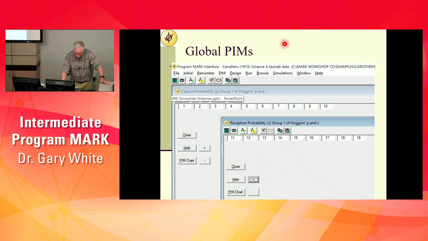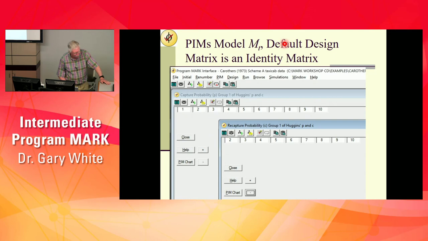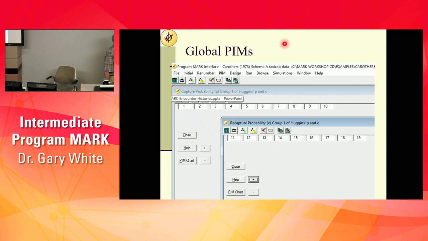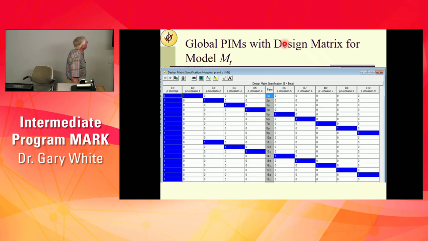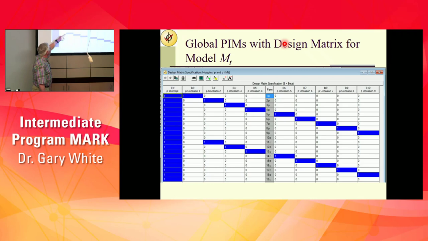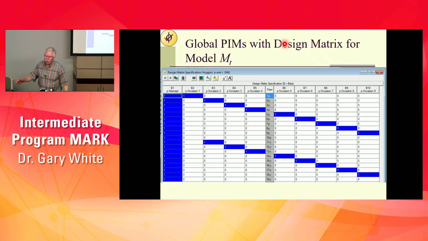Okay, so that's how you run model MT with just the PIMs, but of course, the PIMs, you sort of set them up once and you forget about them. So you should set them up in the more general way, like the way they came to you. And then what you do is you set up the design matrix like this. So now you've got your intercept, you've got your p's all the way down to p10, which is your zero row across, and then you've got the c's, and of course you've got to be sure to leave off that first one because it doesn't exist. So c2 corresponds to p2, and down it goes. So there's your model MT in the design matrix.